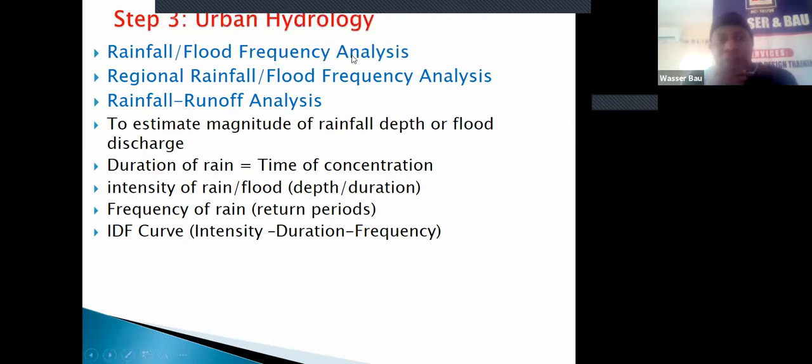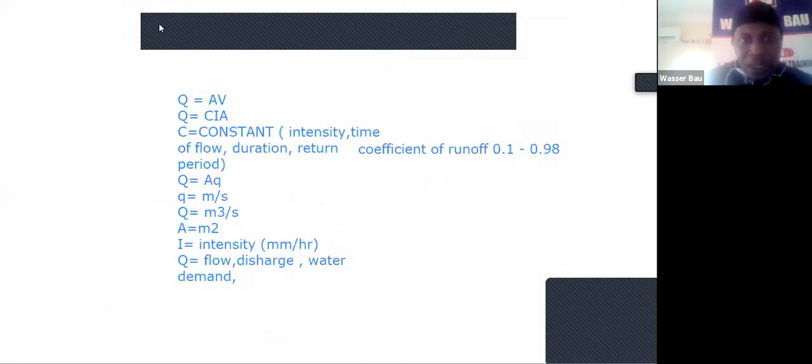Then, as I said earlier, still on urban hydrology, there's what we call duration of rain or time of concentration. Let me explain what it means in layman's language. The rainfall that contributes to flood is that rain that is equal to the time of concentration. In other words, when there is a storm event, let me draw it here. Let's say this is a catchment.